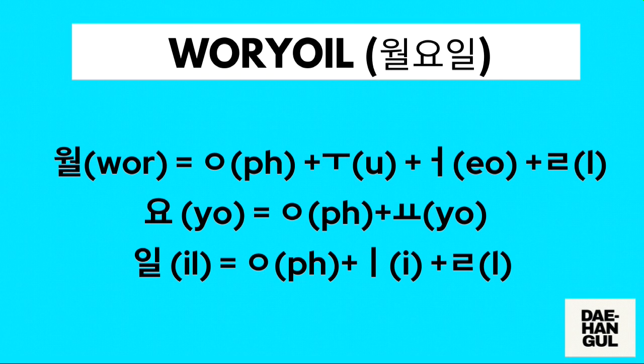How do we write this in Hangul? Let's start with the syllable 월. First, we need to draw a no-sound ieung, followed by the u character, followed by the o character, and followed by a rieul character. For the second syllable yo, we need to draw first a no-sound ieung character and a yo character. And lastly, for the il, we need to draw first a no-sound ieung, followed by an i character, followed by a rieul character. And then we just need to combine this to form the Hangul of the word 월요일.